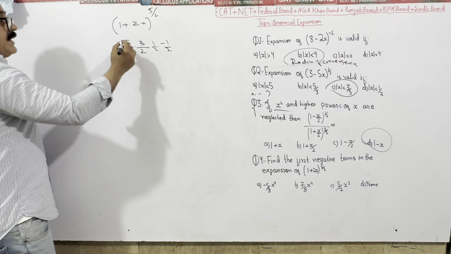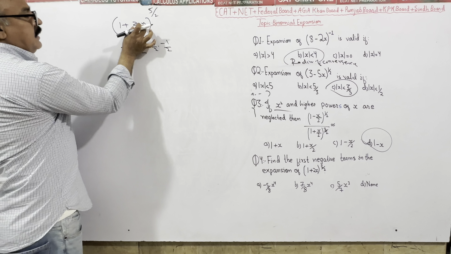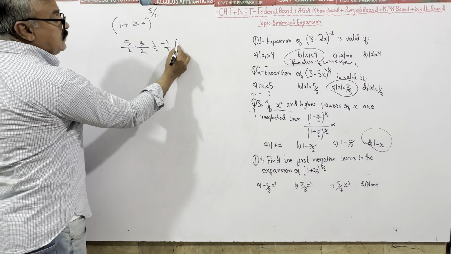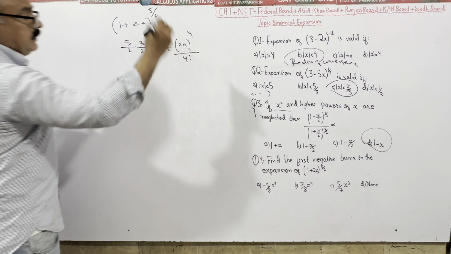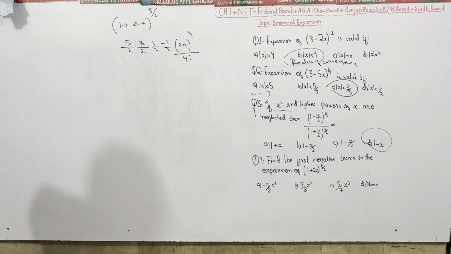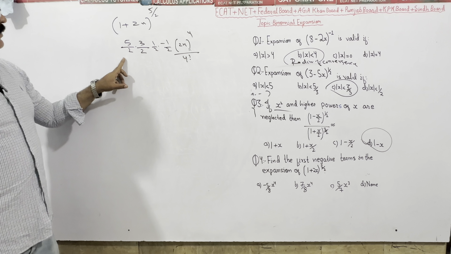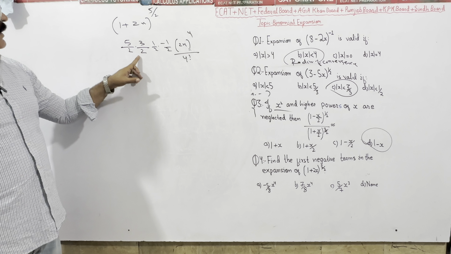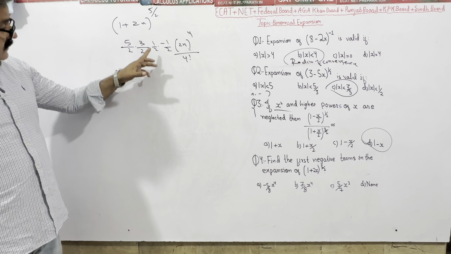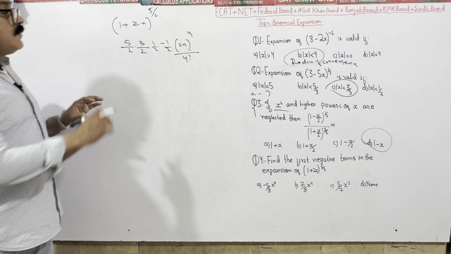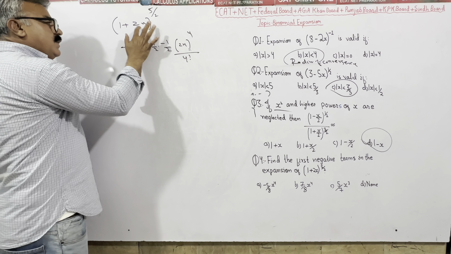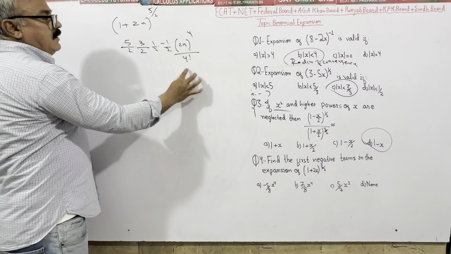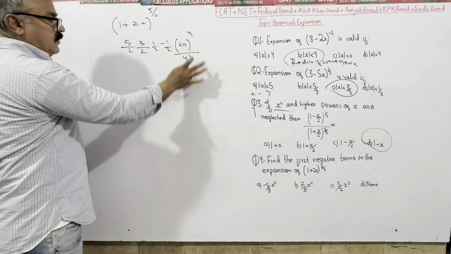How many powers have we dragged down? 1, 2, 3, 4. Give this expression power 4: (2x) raised to 4 over 4 factorial. That is the strategy to find the first negative term without introducing anything. 5 over 2, subtract 1, 3 over 2, subtract 1, 1 over 2, subtract 1, minus 1 over 2. How many powers have we dragged down? 1, 2, 3, 4. Give the second quantity, the second term, power 4, over 4 factorial.